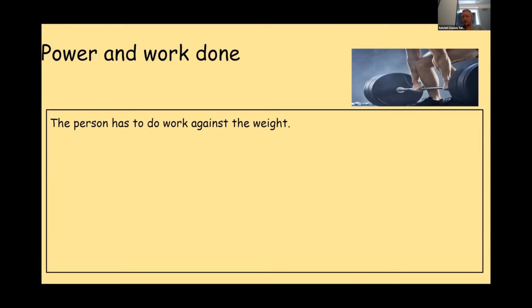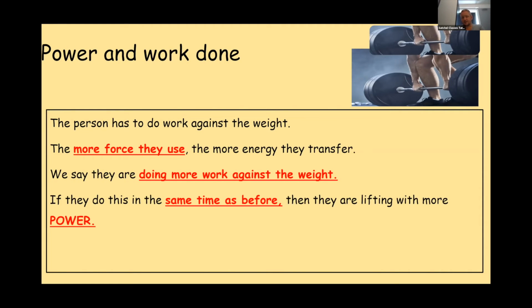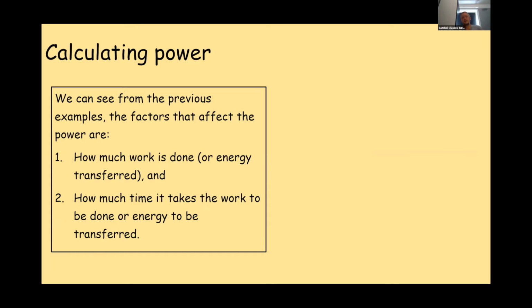The person has to do work against the weight. The more force they use, the more energy they transfer, the faster the weight rises. We are saying that they are doing more work against the weight. If they do this in the same time as before, then they are lifting with more power. So from the previous examples, the factors that affect the power are 1, how much work is done or energy is being transferred, and 2, how much time it takes the work to be done or the energy to be transferred.